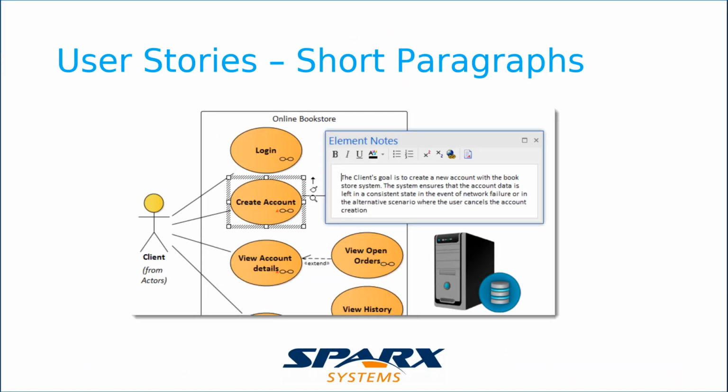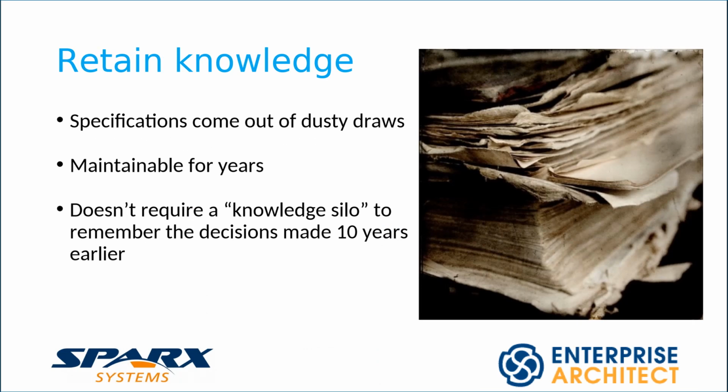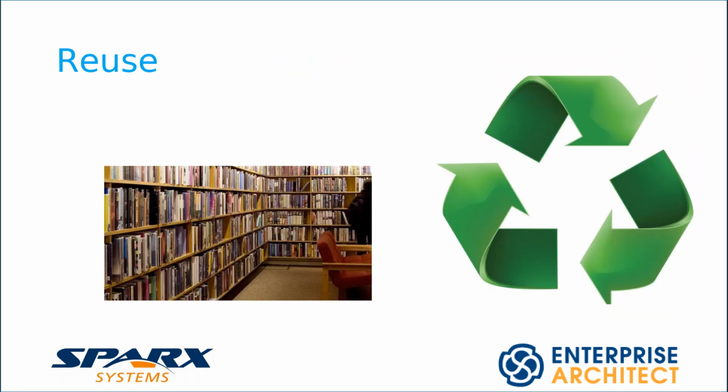As you can see on screen, Enterprise Architect can be used for user stories, for wireframes. It can also be used for managing requirements, building business processes, and much, much more. It also allows you to retain knowledge, so you can take specifications out of dusty drawers and store them in a central repository that's maintainable for years. It doesn't require a knowledge silo to remember decisions that were made 10 years earlier. Everything's stored in the model. This essentially allows you to reuse requirements.